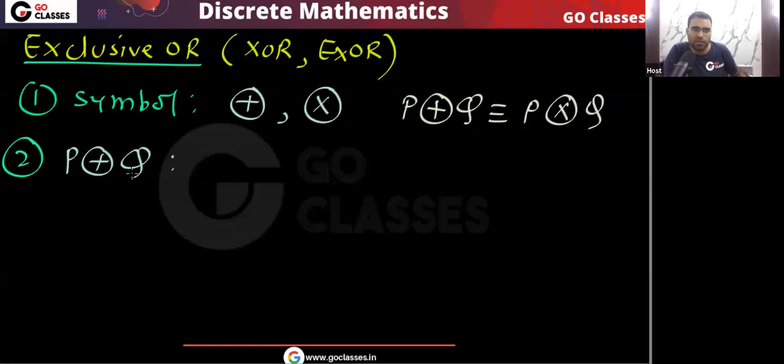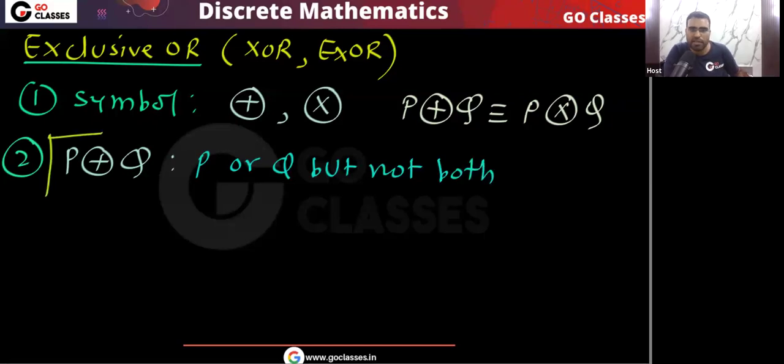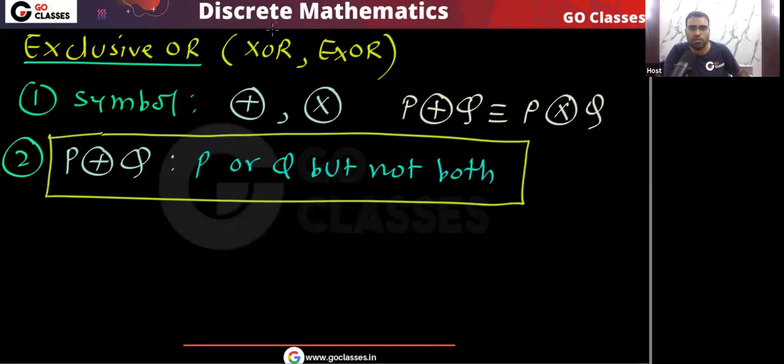Very simple. It will be P or Q, but not both. This is how we read it. Remember, we read it like this: P or Q, but not both. That is the reason this is called exclusive or, meaning basically when both are true, that possibility we remove.